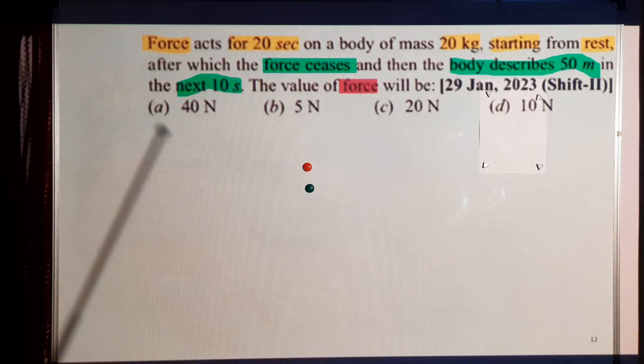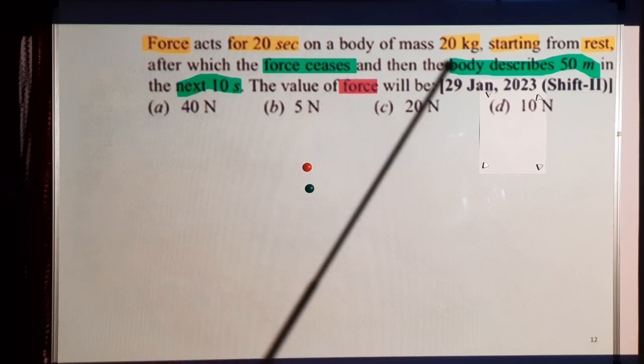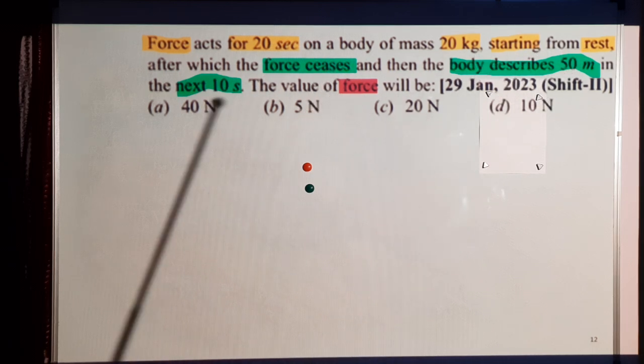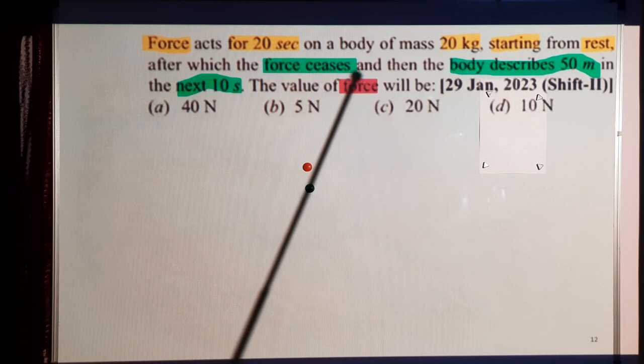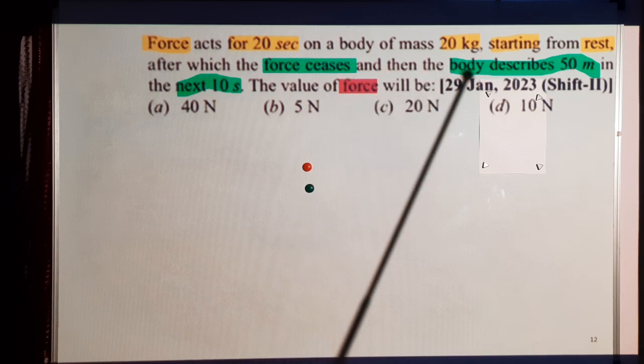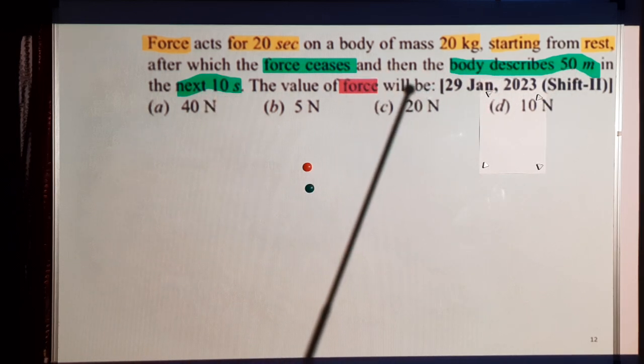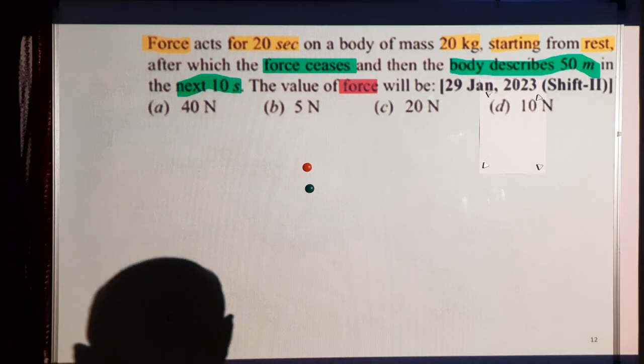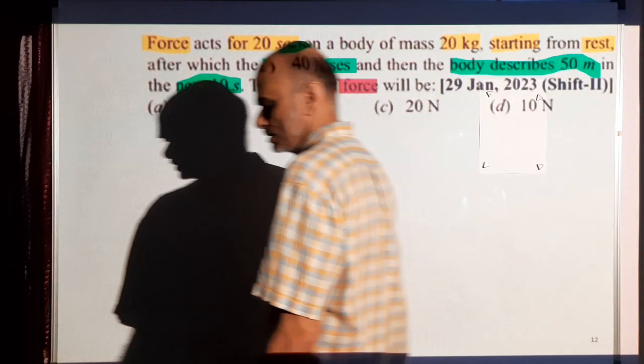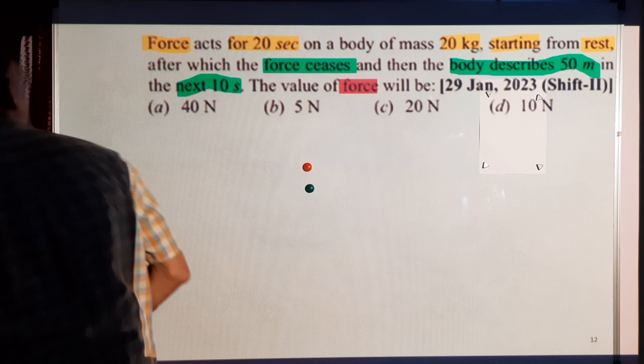Next question. A force acts for 20 seconds on a body of mass 20 kg starting from rest, after which the force ceases and then the body describes 50 meters in the next 10 seconds. The value of the force will be... You can pause and attempt this question.